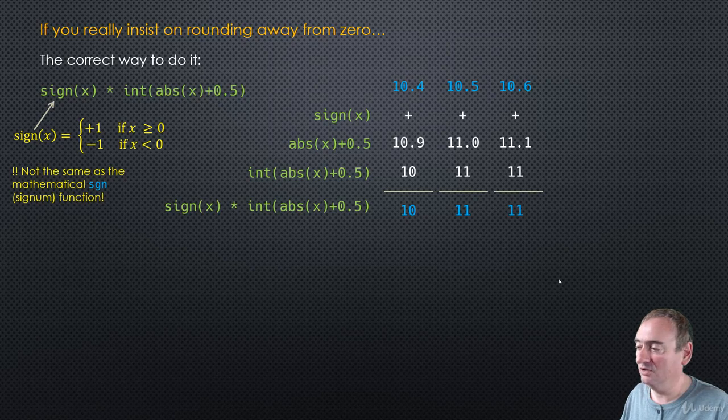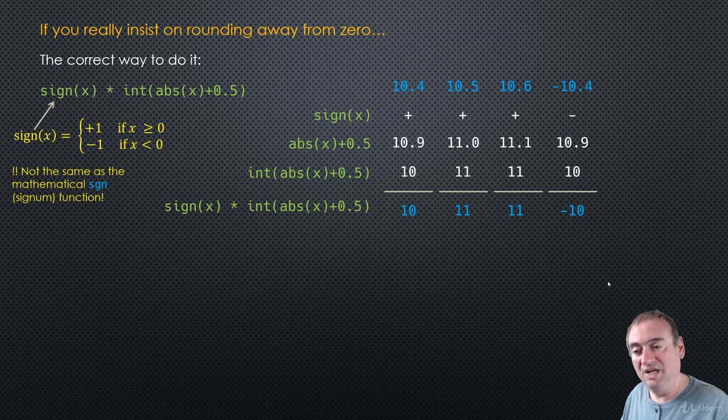Everything works good so far, but these were positive numbers. Now we need to also make sure that it works for negative numbers. So negative 10.4, that's a negative, so the sign is going to be -1. The absolute value, well, it's going to be 10.4 plus 0.5, so 10.9. And now when we truncate, we get 10. We multiply that now by the -1, and we get -10. So that works. Negative 10.4 rounded to -10. It rounded away from 0.